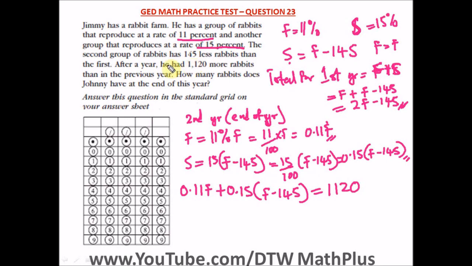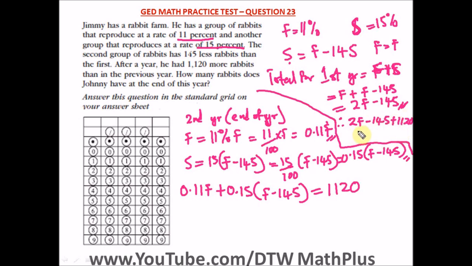Also, from the statement, he had 1,120 more rabbits than in the previous year. So it means that by the end of the year, we have to add this 1,120 to the total of the first year. I hope you're following me closely. Let me draw this, okay? So by the end of the year, we're going to have 2F minus 145 plus 1,120. That's the total of the first year plus the total of the second year.